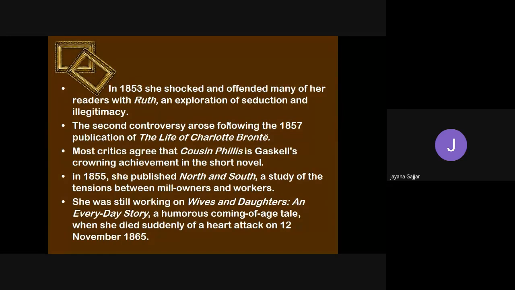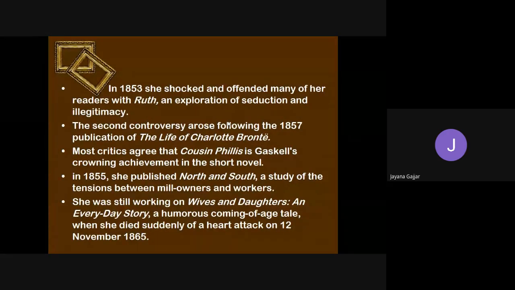And in her entire lifetime, Gaskell faced two controversies. The first one was with the publication of Ruth, and the second was with the publication of her biography of Charlotte Bronte, that is The Life of Charlotte Bronte, that also was very much controversial. So these two works brought her the controversy that she never wanted.